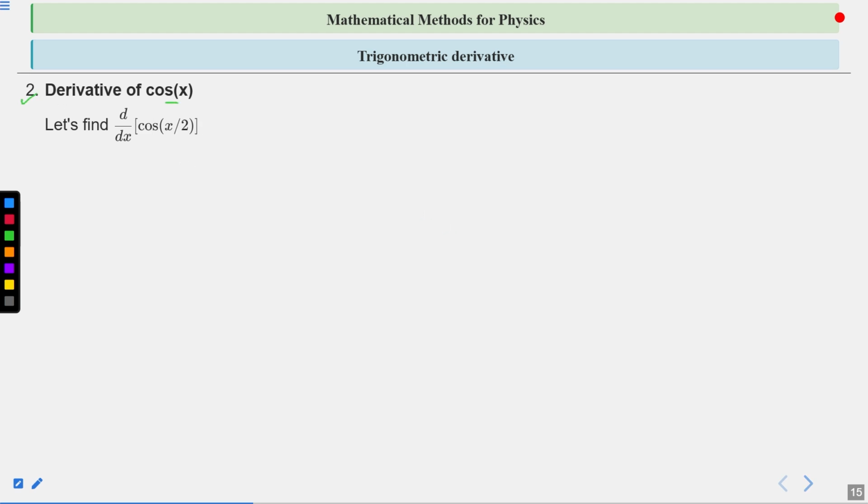Derivative of cos x. So let's find the derivative of cos x by 2. Using the chain rule, to find the derivative of cos x by 2, first we find the differentiation of cos x by 2. So it will be minus sin x by 2. After that, differentiation of x by 2, it is 1 by 2. So the final answer is minus 1 by 2 sin x by 2 using the chain rule. I hope this is clear.